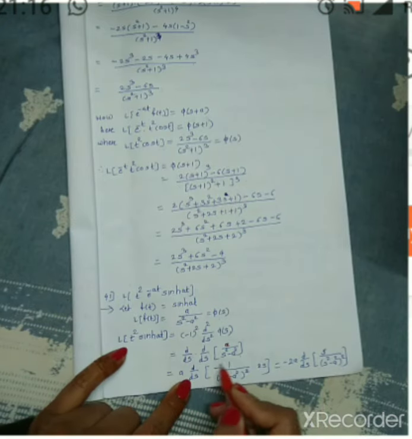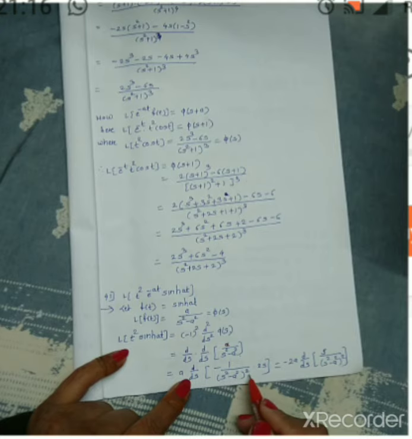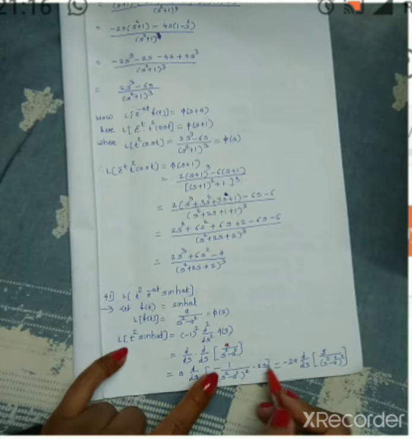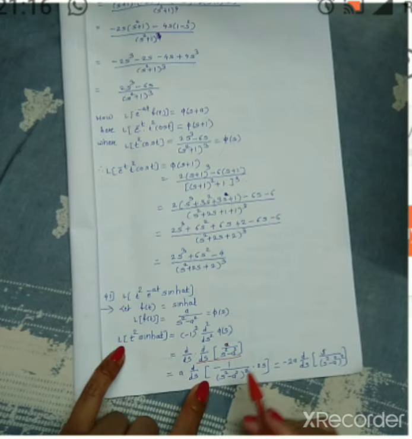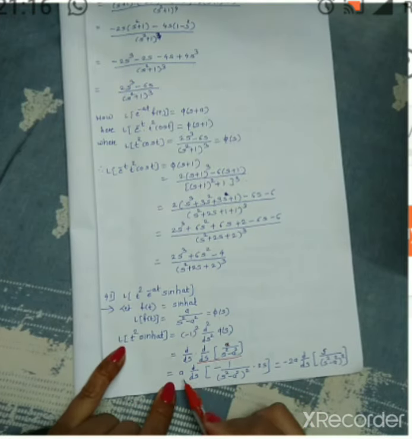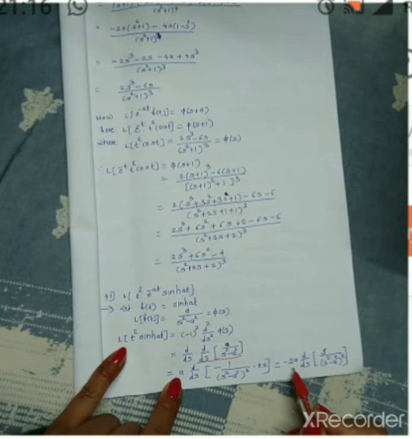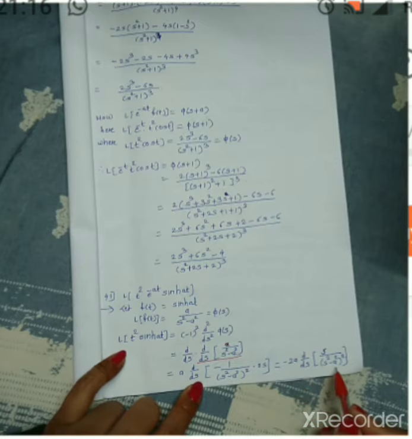Now we have to find this derivative. 1 upon s square minus a square, the derivative is 1 upon x derivative, apply here: minus 1 upon s square minus a square, bracket square, into the derivative of the bracket, that is 2s. This is the first derivative. Now take minus 2a outside, and the derivative of s upon this bracket square.